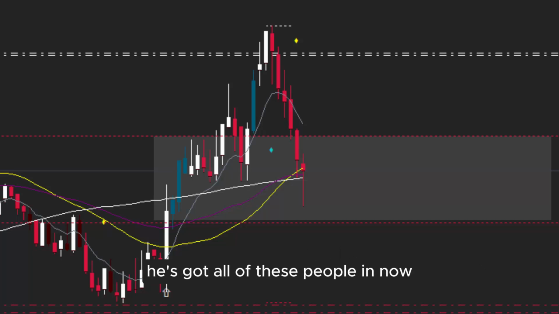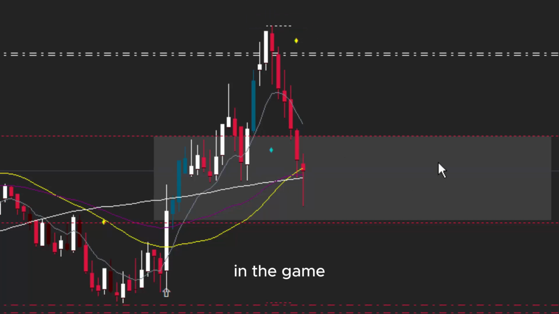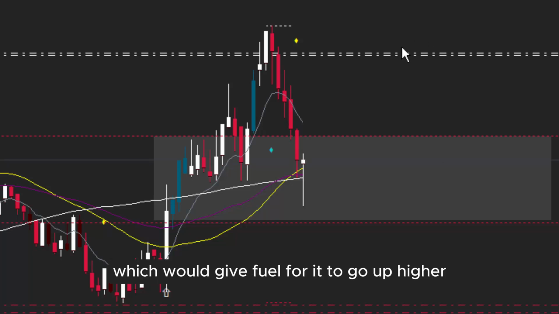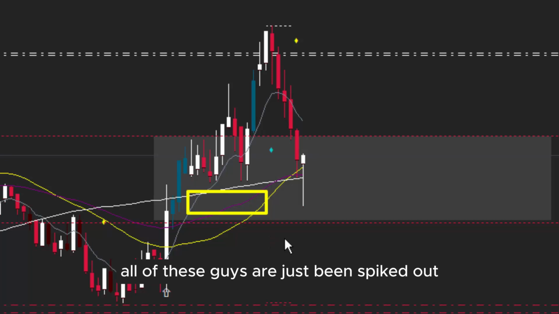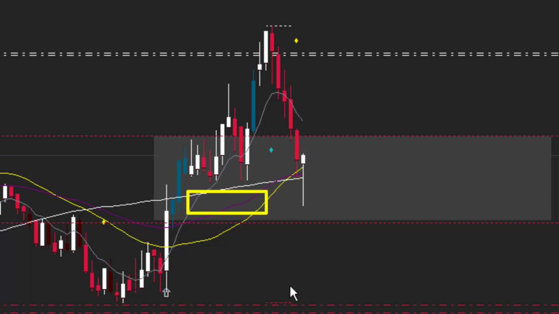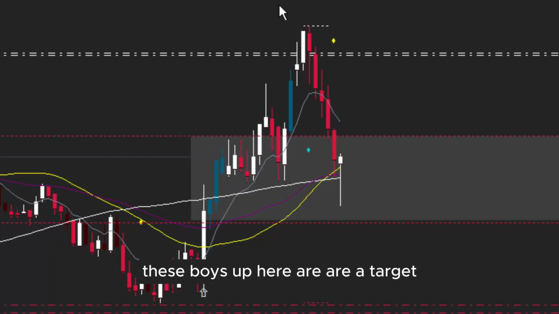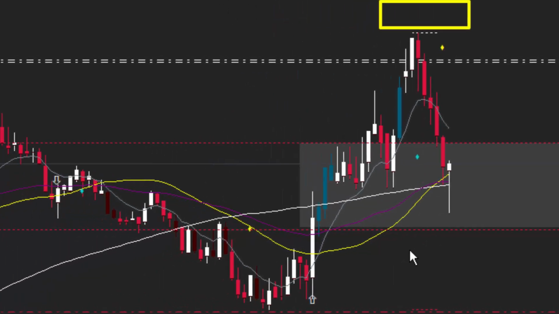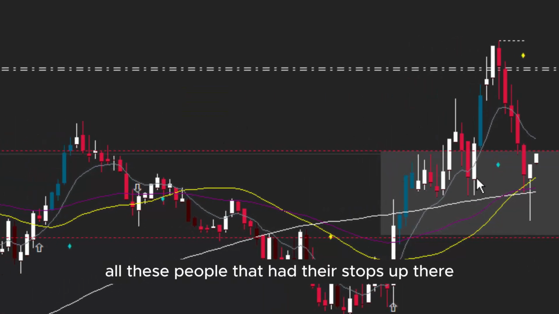It's got all of these people in now. All these people up here that put their money here are in the game, and their stops can be taken, which would give fuel for it to go up higher. These guys have already been taken out, all of these guys have just been spiked out with that spike. They've all gone. These boys up here are a target. These guys on the left, all these people that had their stops up there, they're gone.